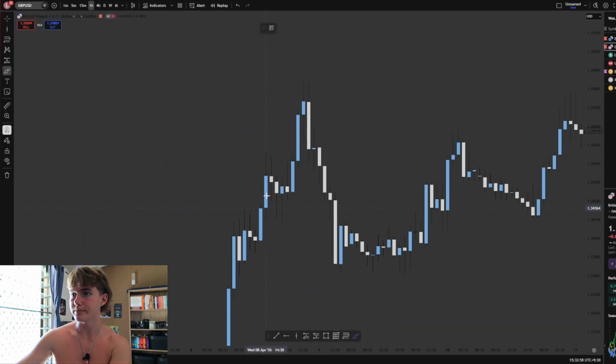We see high, low, down candle, up candle, down candle, high. Down candle, up candle, low. Up candle, down candle, high. Down candle, up candle, low. And now we see this candle closes below this most recent low.